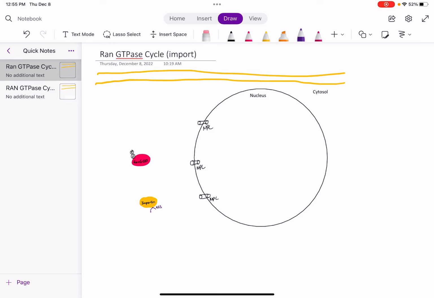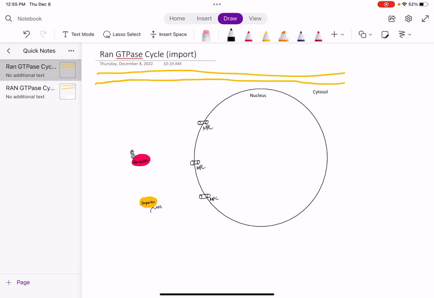Hello, today I'll be going over the RAN GTPase cycle. This cycle is basically a way for proteins to be imported or exported out of the nucleus. Normally, proteins that are smaller than 60 kilodaltons can passively diffuse through the nuclear pores. However, if the protein is bigger than 60 kilodaltons, they must go through active transport.